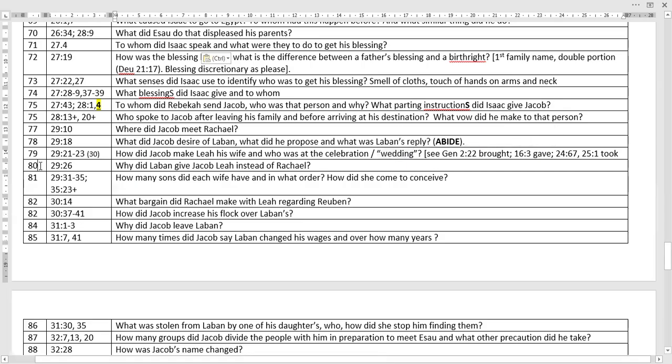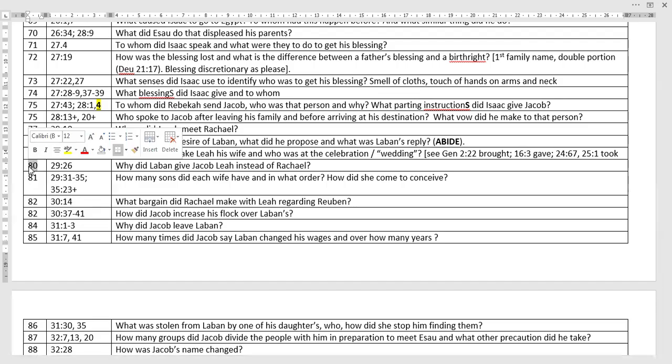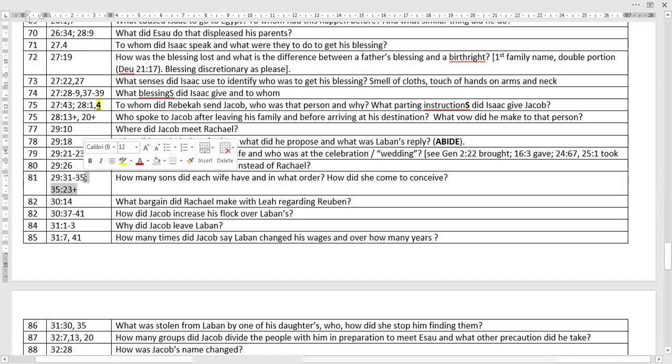Question 80. Why did Laban give Jacob Leah instead? Okay, I just explained that one, because Leah hadn't gone yet, and that's the custom. Question 81. How many sons did each wife have, and in what order? How did she come to conceive?